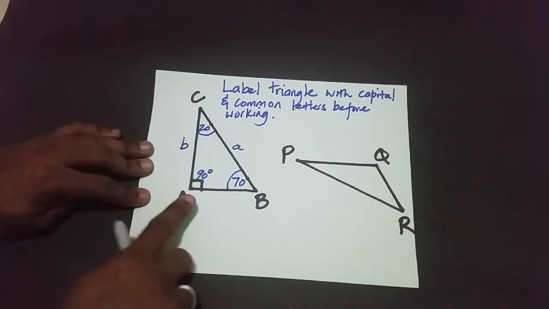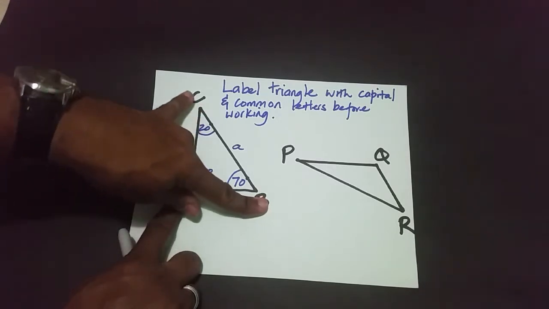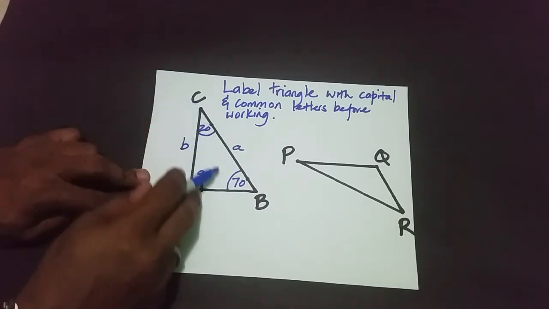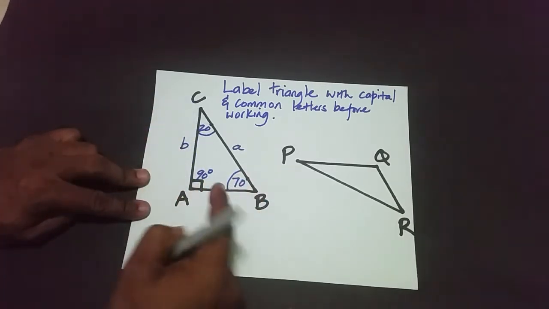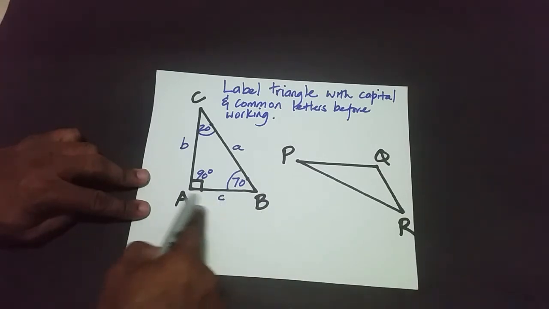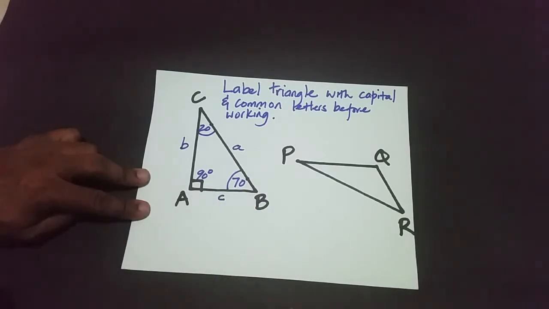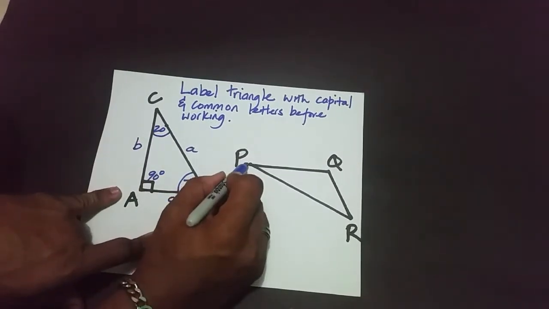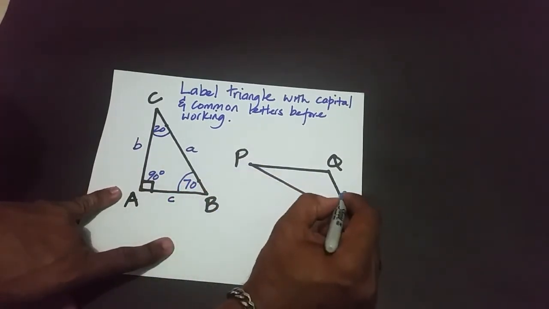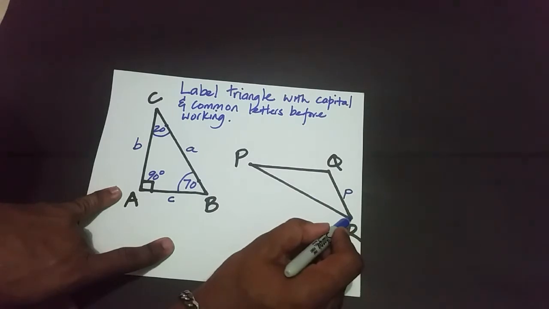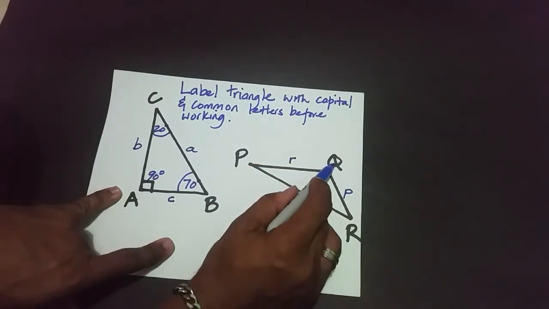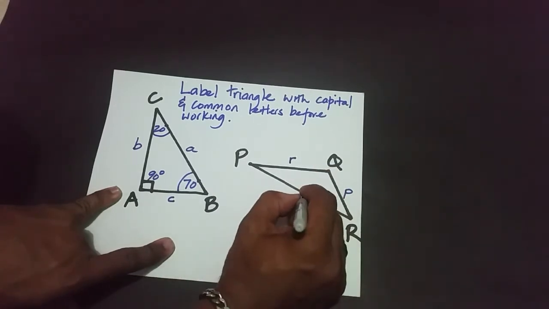And even if you have a triangle that didn't have these capital letters, you can put on capital letters on them as well. All right. If this is big C, then the side opposite this is little c. So again, little c denotes length of side, which in this case is AB. Now, here quickly, big P, this side would be little p, big R, the side opposite it would be little r, and big Q, the side opposite that will be little q.